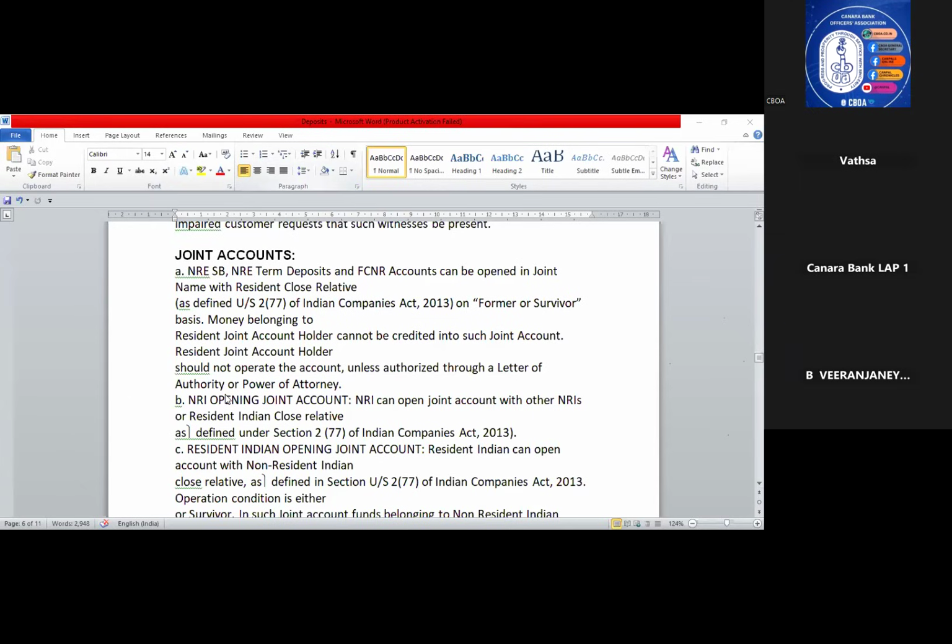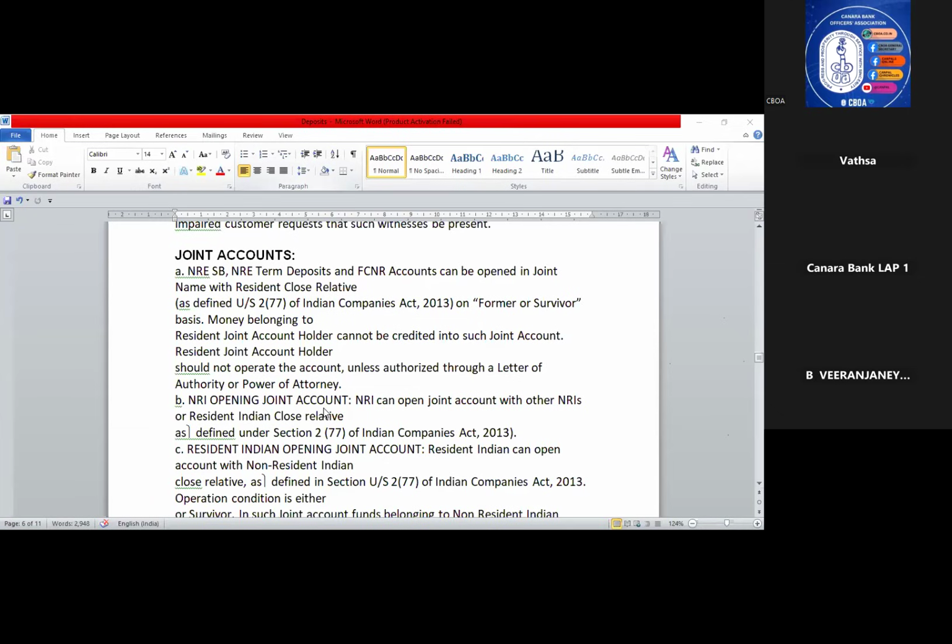That is why I was repeating this here in joint accounts. Whenever an NRI is opening a joint account with a resident, local funds cannot be credited to that joint account, because the NRI is the first account holder and the resident is the second account holder. It is NRI account money only, and he can remit only from abroad. No local funds can be credited in that joint account.